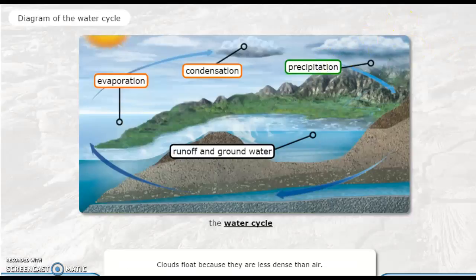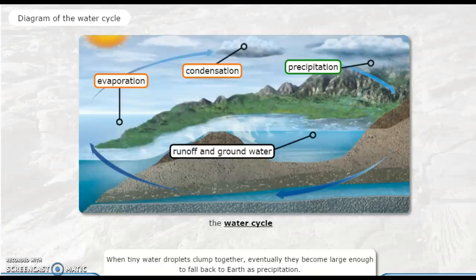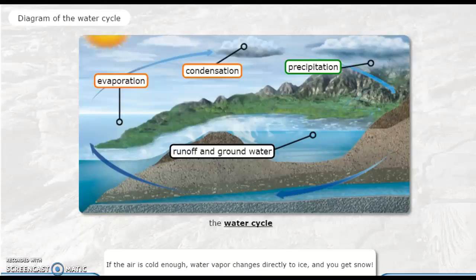Clouds float because they are less dense than air. When tiny water droplets clump together, eventually they become large enough to fall back to Earth as precipitation. If the air is cold enough, water vapor changes directly to ice, and you get snow.